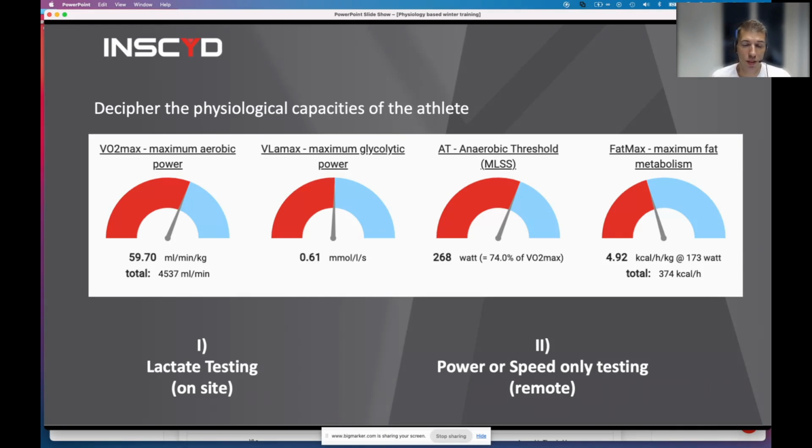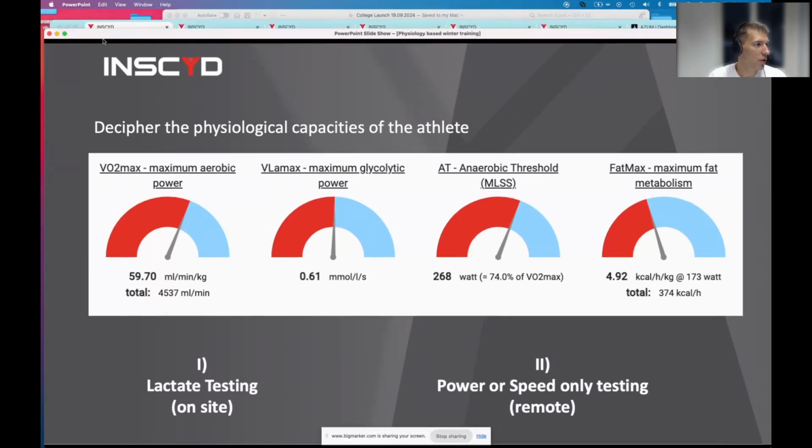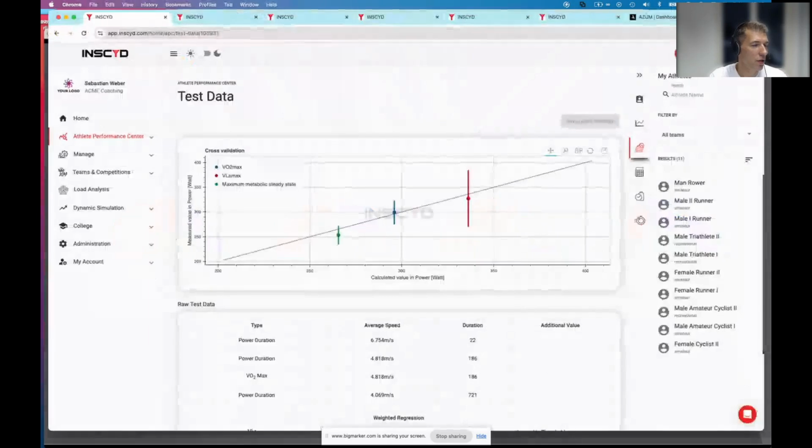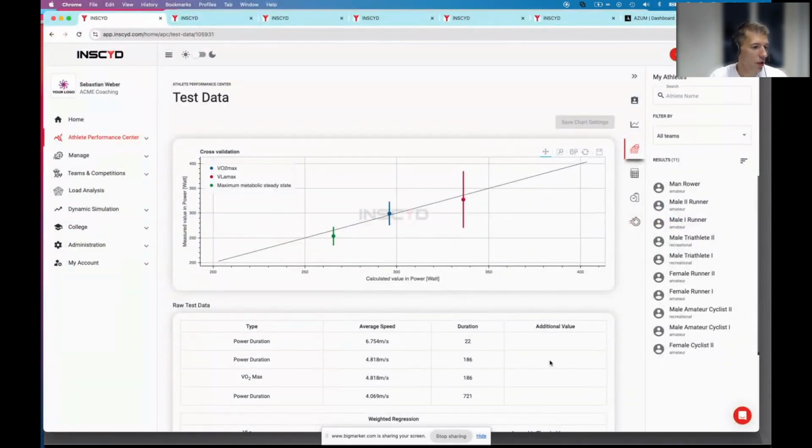The other way to do it, which I'm going to show you briefly, is doing it by yourself, remotely. You have the athlete doing it remotely by him or herself, and then the assessment doesn't need the lactate values. It just needs the speed in case of running, or the power values in case of cycling. The test looks a little bit different, but I will show you briefly. So with that, I'm going to jump into the app here.